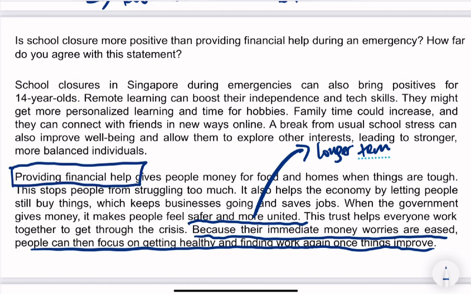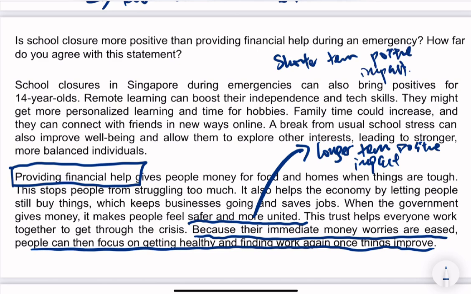The idea here of providing financial help becomes long term because it helps people, and because they are helped in an immediate sense, they are able to find their footing again, and from being able to find their footing, they can actually go on further. They are encouraged to take one step further, for example, to find a new job, or to be healthy, and to be more confident of their future based on the help that is currently given to them. So as a result, it becomes a longer term positive impact here, as compared to this which I mentioned was a shorter term positive impact.